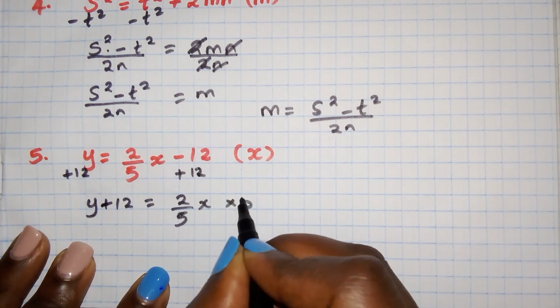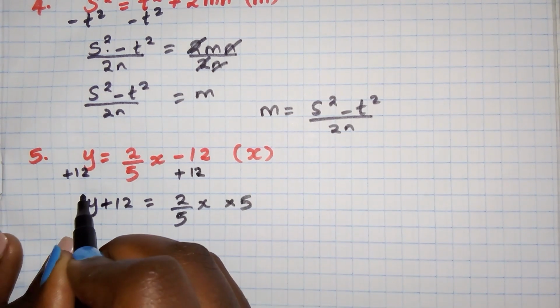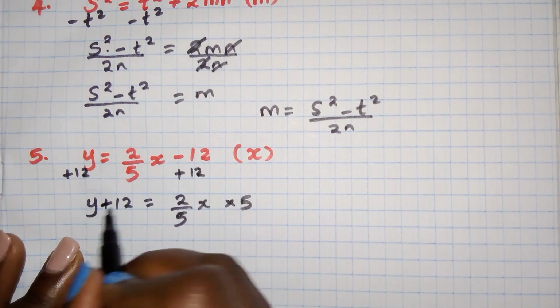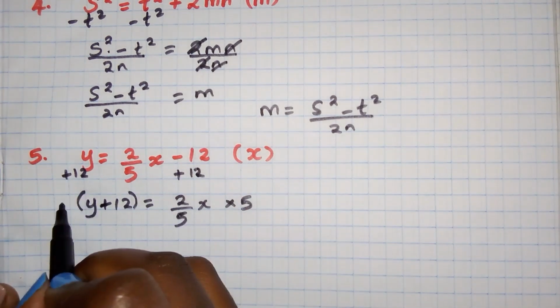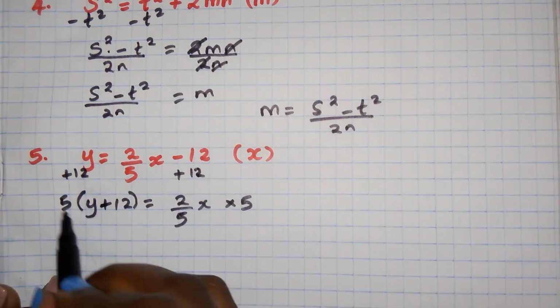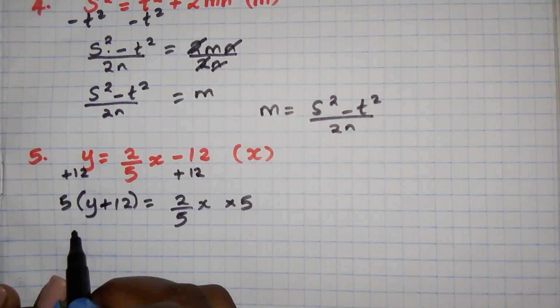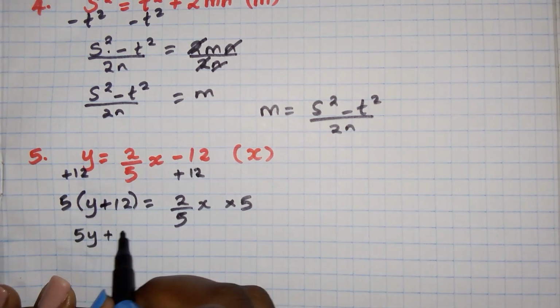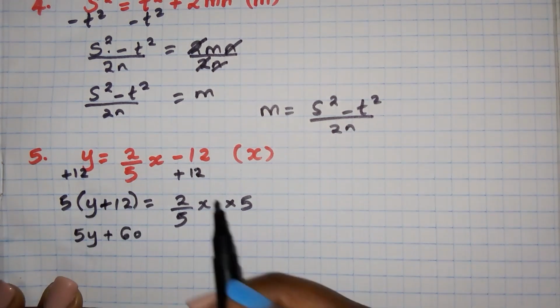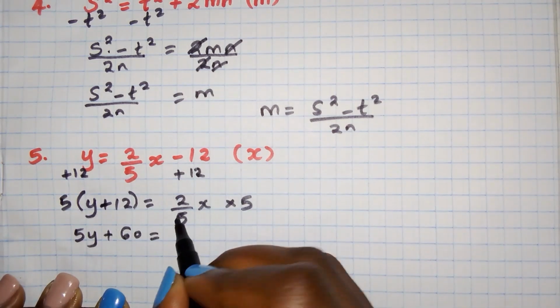So we do times 5 on both sides. Now we need to do both times 5. So you just put a bracket and 5 outside. Okay, when you open the bracket here, you'll get 5y. So 5 times y is 5y. 5 times 12 is 60. We have a video on expansion. You can check it out.